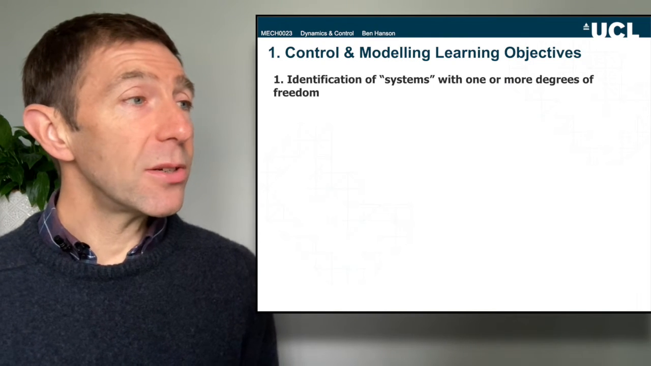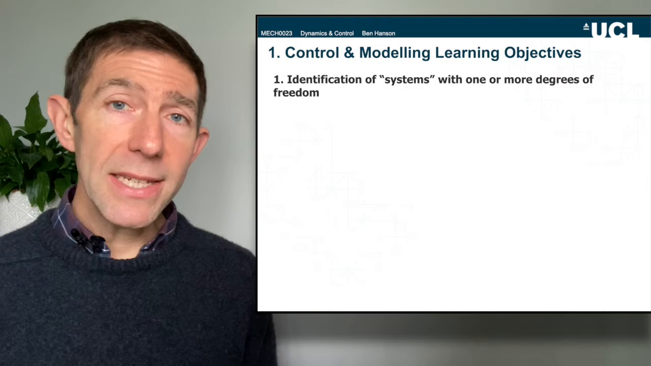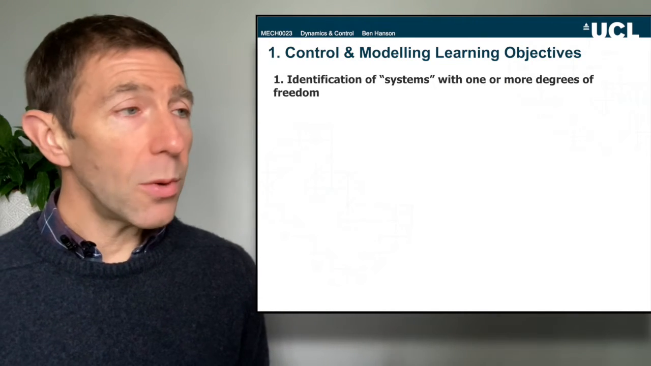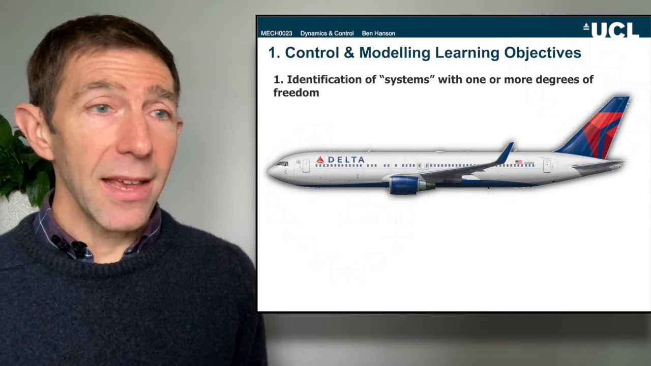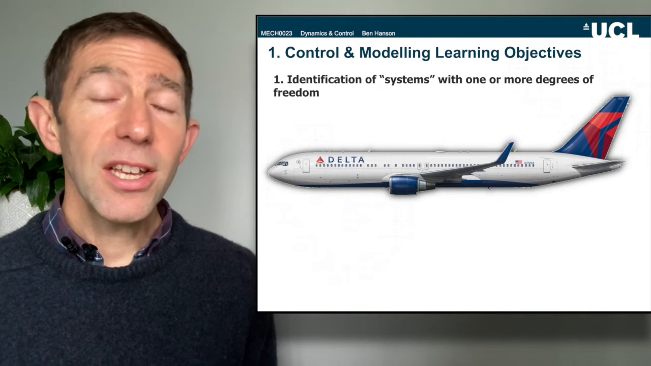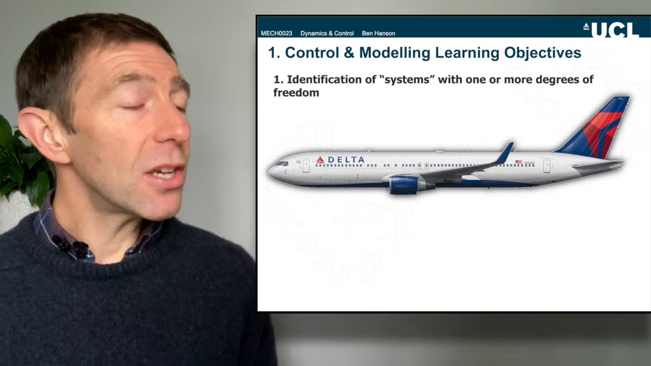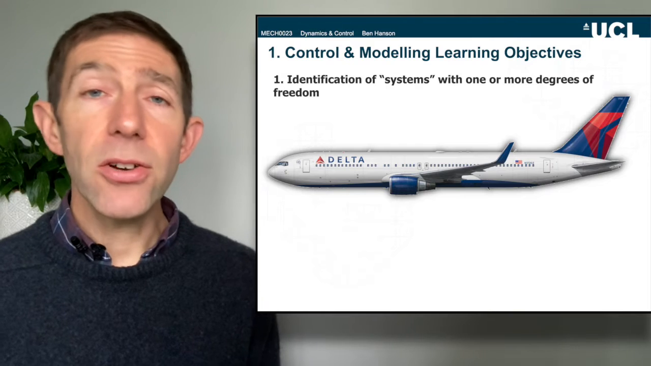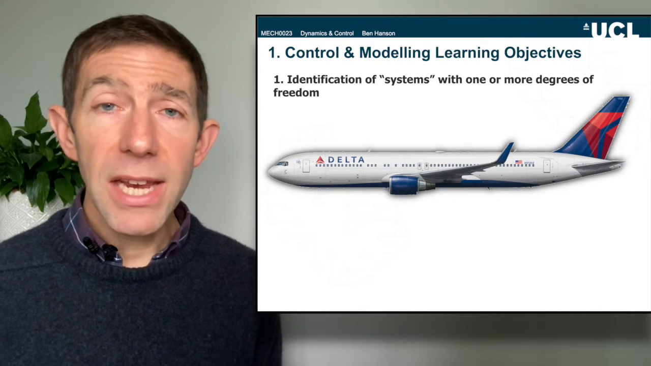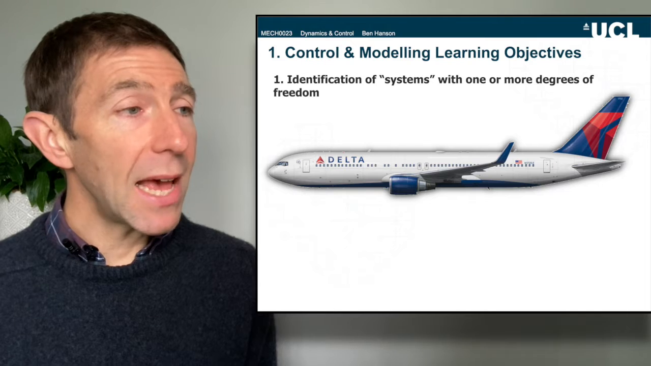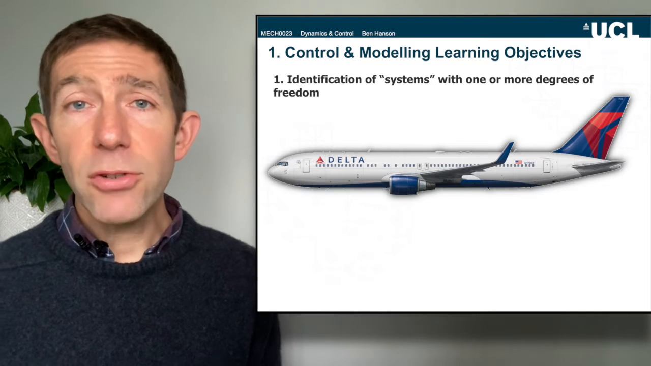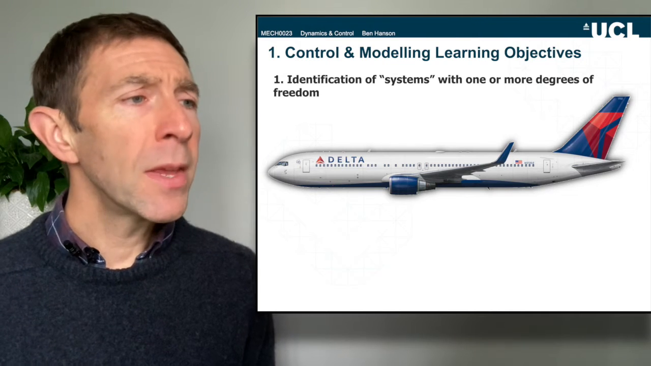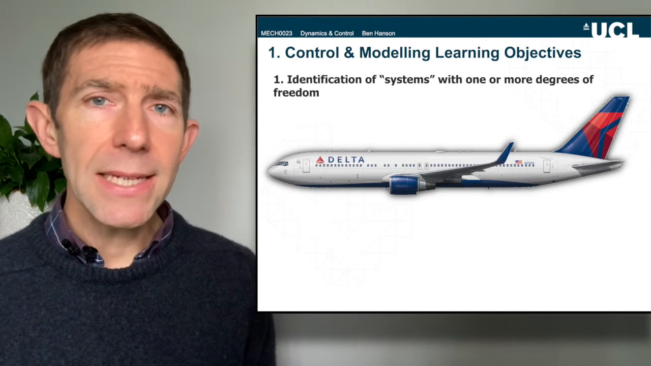The first is to have some experience of identifying systems with one or more degrees of freedom. One typical example is a modern commercial jet airliner. You'll be aware that it's a very complex system, with lots of things going on and interacting with each other. You've got materials, composites, thermodynamics, fluid dynamics, electrical propulsion, and heating, ventilation and cooling systems. All sorts of things, all interrelated.